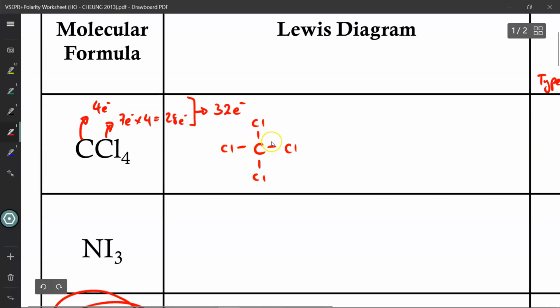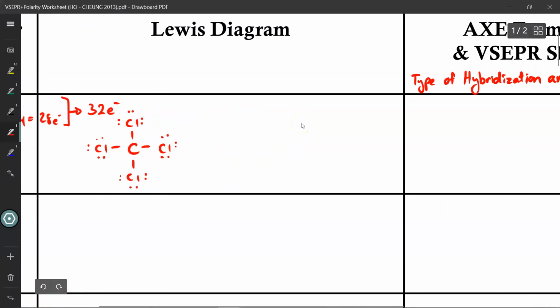So I've drawn 2, 4, 6, 8. This one's going to be 10, 12, 14, 16, 18, 20, 22, 24, 26, 28, 30, and 32. And there we have it, 32 electrons. Everything's accounted for. 8 electrons for each of these chlorines. The octet rule seems to be good to go for all these atoms. Now, regarding its AXE formula, it's going to be an A for one central atom, X4 because there's 4 chlorines, and there are no lone pair electrons around the carbon, so just AX4.